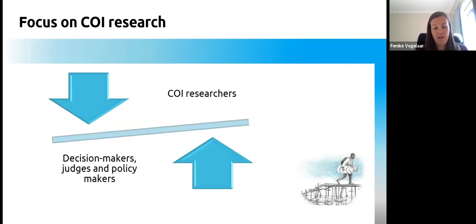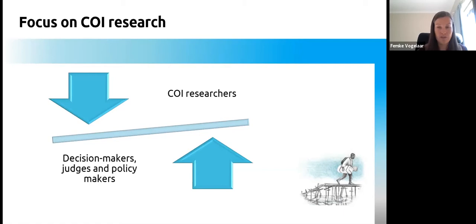So with regard to COI, I think it's very important to distinguish between two groups of users of COI, namely the COI researchers, and on the other hand, your decision makers, your judges, and your policymakers. Both groups approach COI in a different manner. COI researchers collect information and present the information in COI products, such as COI reports or in their responses with regards to individual queries. COI researchers aim to present information as objectively as possible. They aim to provide a neutral picture of the situation in a country of origin.